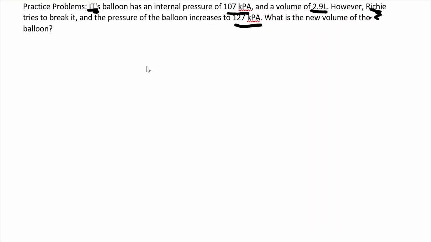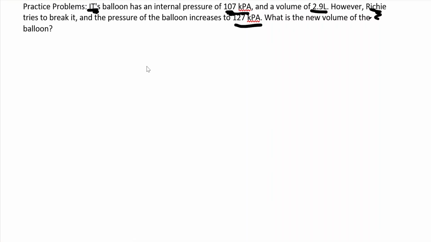So you can take some time, pause the video, and try to see if you can solve it yourself. And I'll go over it right now. So the first thing you want to do, as we did in the last video, is sort out our given values. So we know that the balloon initially has a pressure of 107 kilopascals.